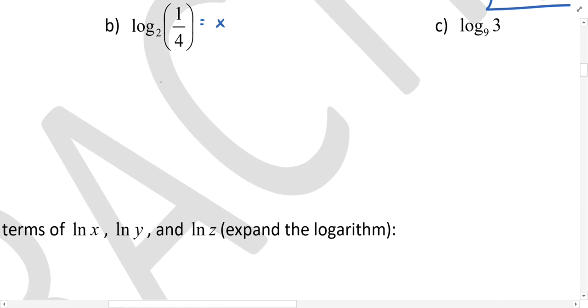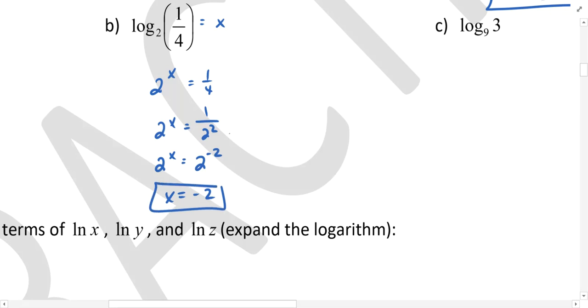For part B, 2 to the power of x is equal to 1/4. Well, 1/4 is the same as 1 over 2 squared, and 1 over 2 squared is the same as 2 to the negative second power, so therefore x must be negative 2. Once we get the bases to match, we know that the exponents are equal.